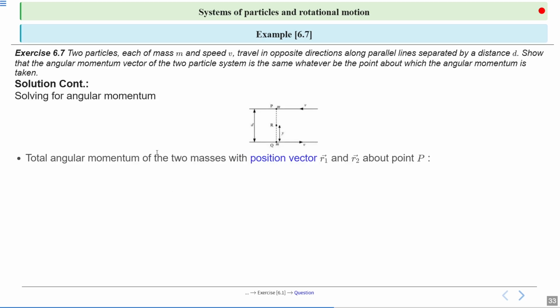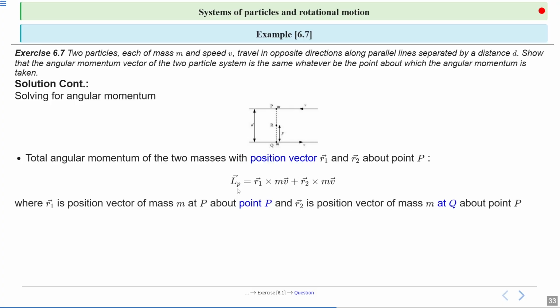Solving for the total angular momentum of the two masses with position vectors r1 and r2 about point P. The angular momentum is r1 cross mv for the first particle, plus r2 cross mv for the second particle, where r1 is the position vector of the mass m at P about point P, and r2 is the position vector of the mass at Q about point P. So Lp is equal to 0 into mv plus d into mv, because r1 equals 0 and r2 equals d. So Lp is equal to m v d, directed inside the paper.